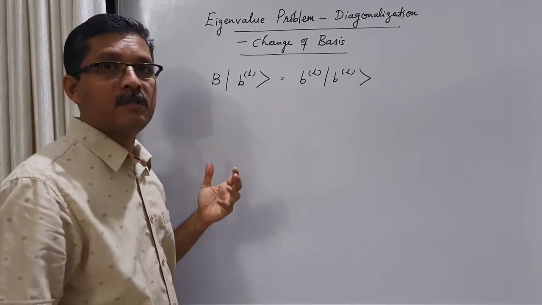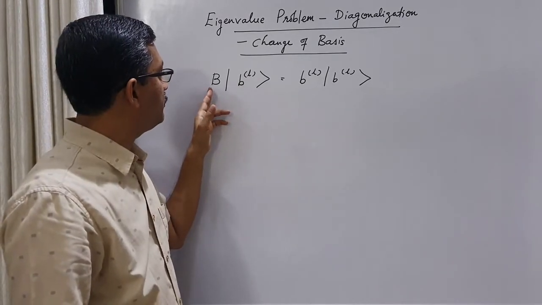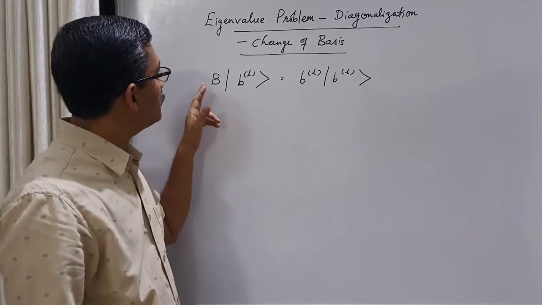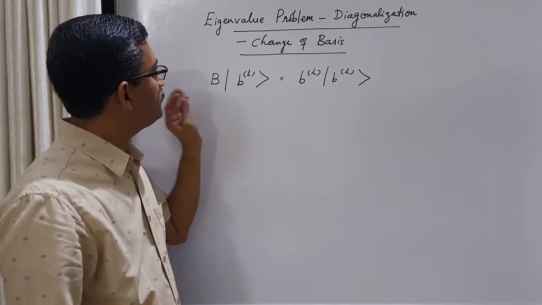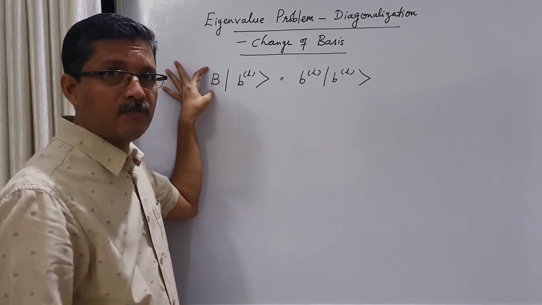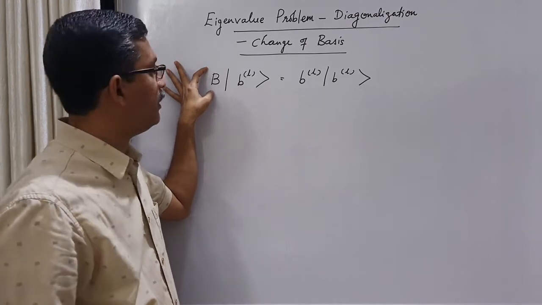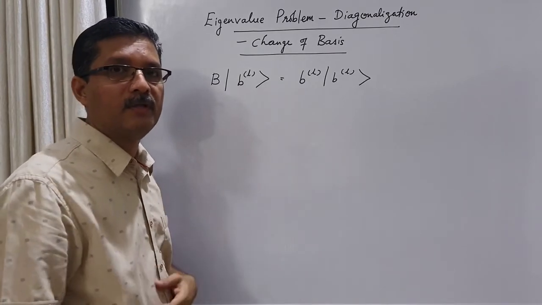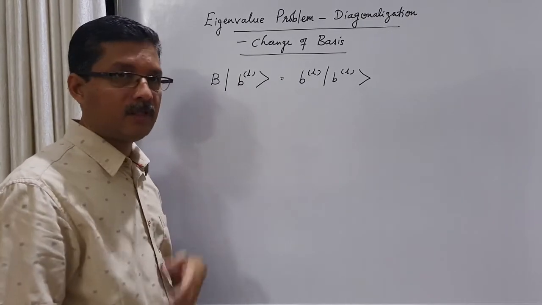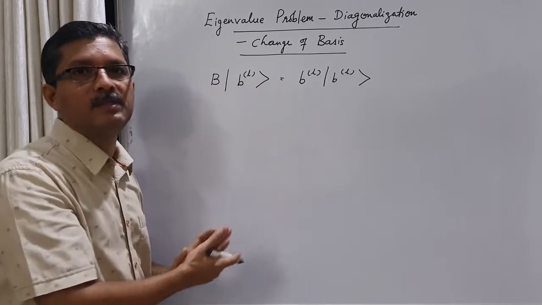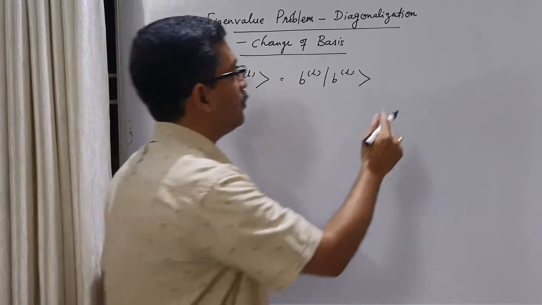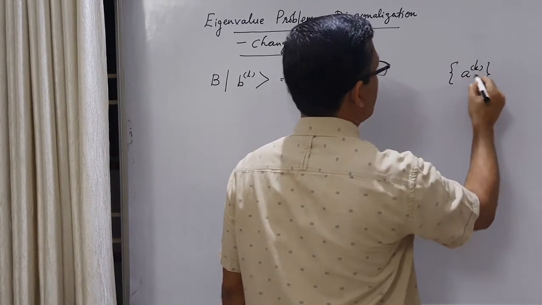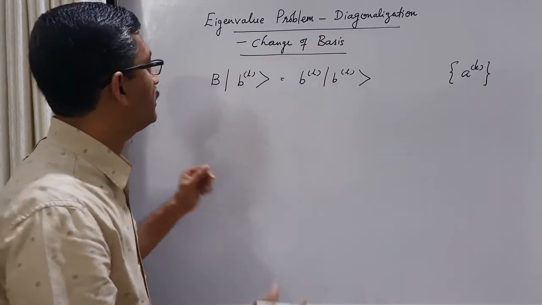Now, what we know is the matrix elements of B in the basis AK. So let us try to express the matrix elements of B in the old basis AK, and also the components of the eigenkets of B in the old basis AK. Let us try to express everything in the old basis AK. So this is the old basis, AK, where K runs from 1 to N, and it's an N-dimensional space.